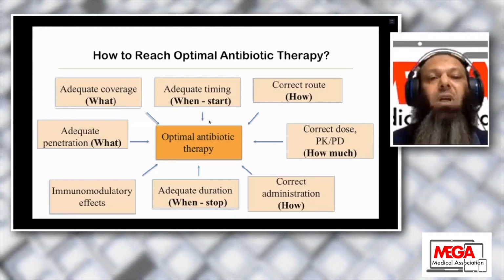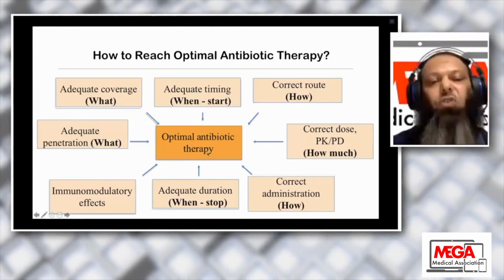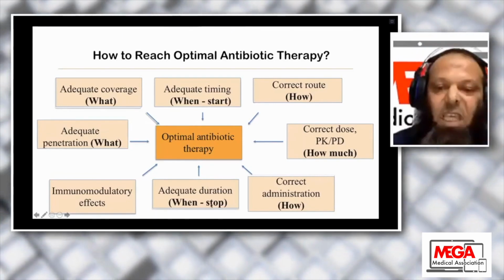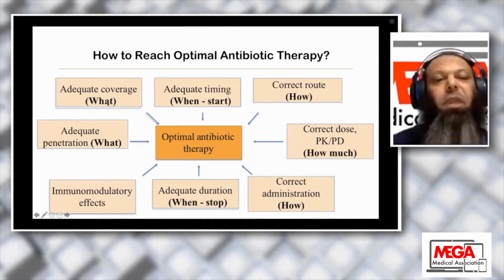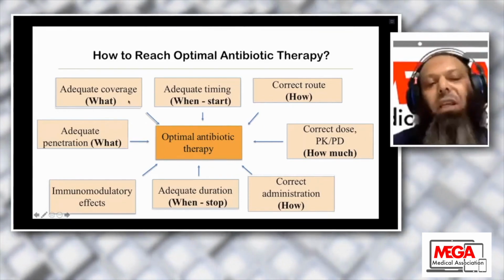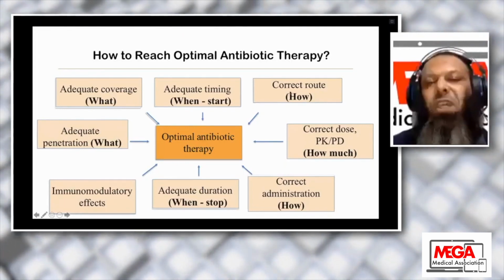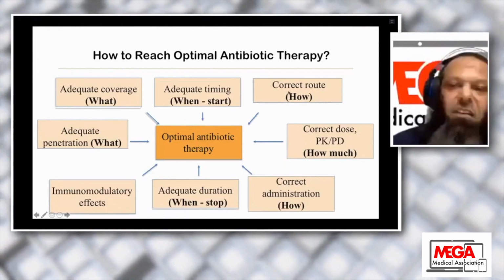So for optimal antibiotic therapy, you should have adequate timing. This is when to start. Then adequate duration, when to stop. Then what is the adequate coverage? What organisms are you going to cover? This is what. What is the correct route? So this is PO or IV.